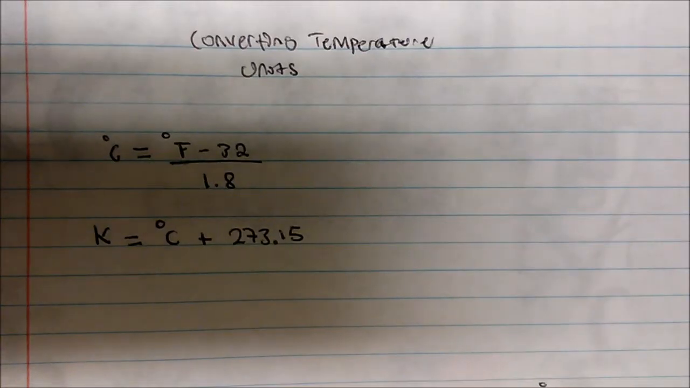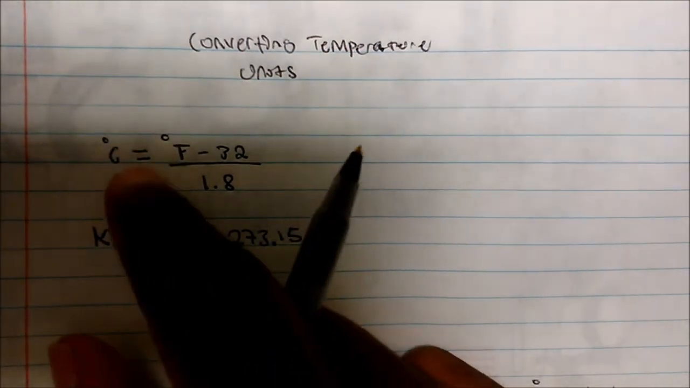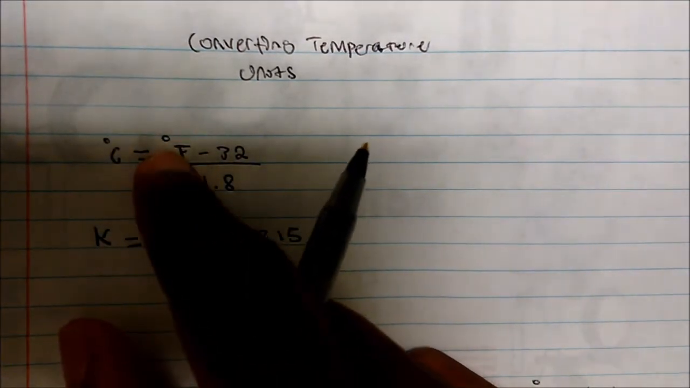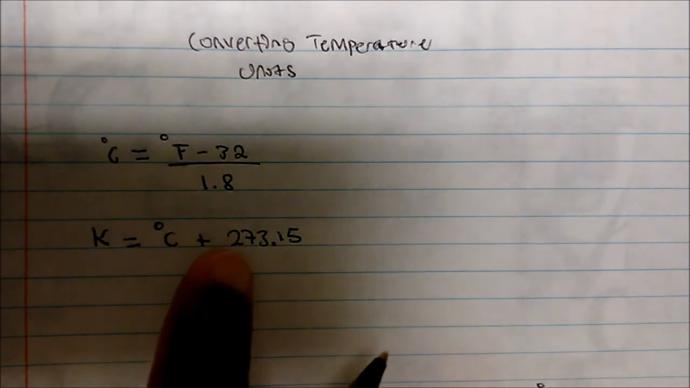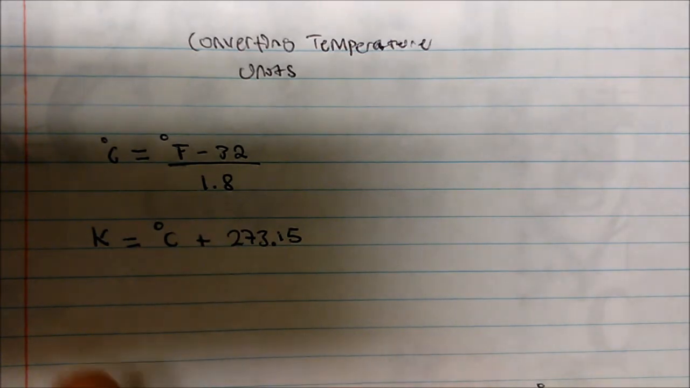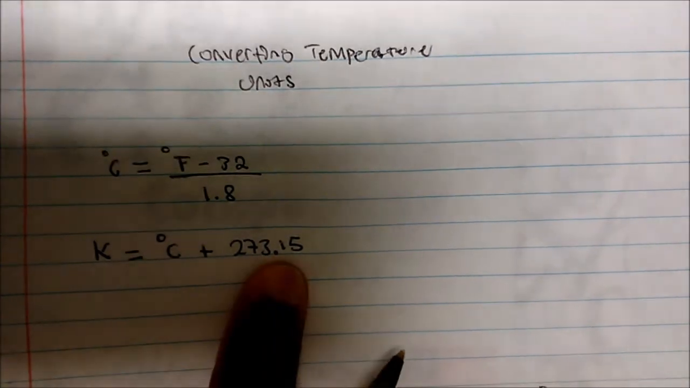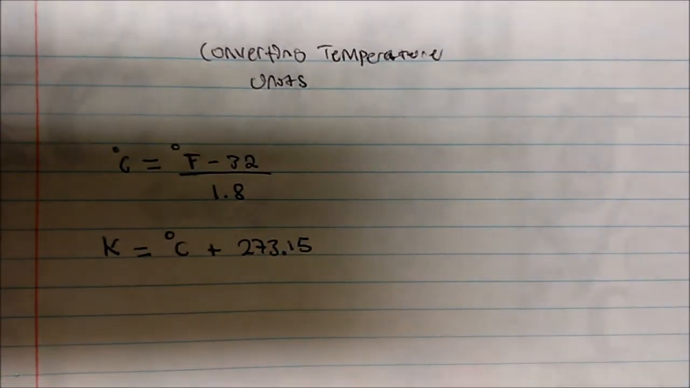So in this video, we're going to talk about the conversion of temperature units. We just need to remember that to get something in degrees Celsius, it's the Fahrenheit minus 32 divided by 1.8. Now to get something in kelvins, you have to take the degrees Celsius and add that to 273.15. It's just something you have to remember.